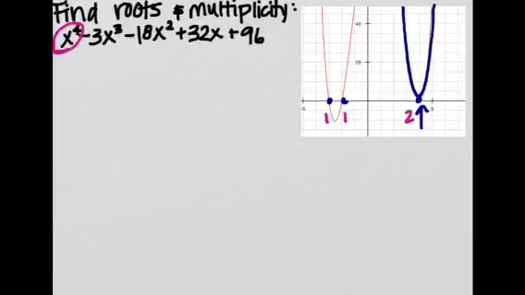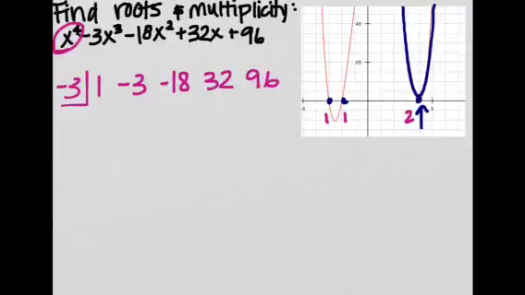So let's start with the -3. My -3 is going to go on the outside, and then the coefficients of my polynomial, so 1, -3, -18, 32, 96, and now I'm going to use synthetic division. Remember, -3 is a root if our remainder, our last number when we do synthetic division, ends up being 0. So let's go through the process.